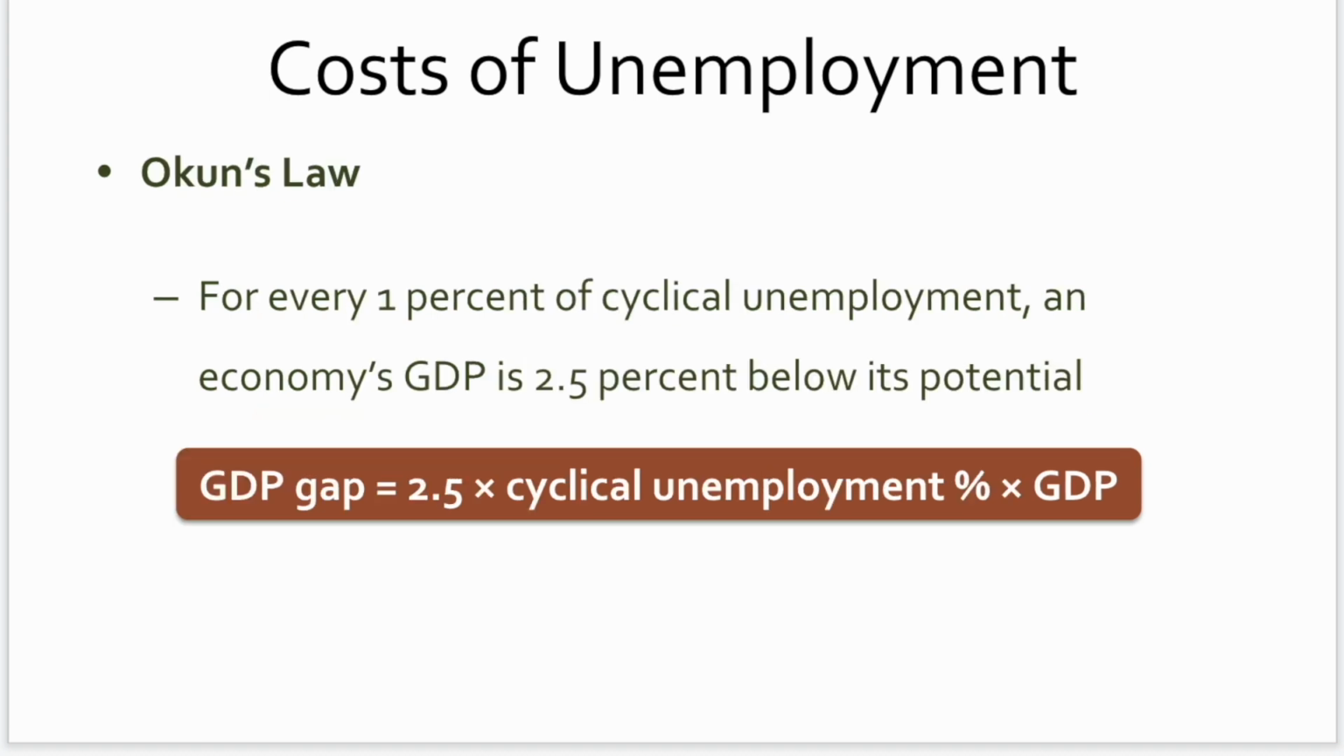There is an economic law called Okun's Law, and Okun's Law puts dollars and cents on how valuable the loss is when people are unemployed. What Okun's Law says is, for every 1% in cyclical unemployment, GDP is affected by 2.5%. So a 1% increase in unemployment, thanks to cyclical unemployment, results in a 2.5% decrease in total GDP. And that's significant when we're thinking about the Canadian economy.